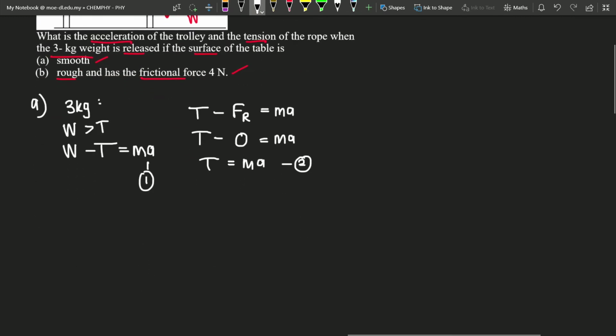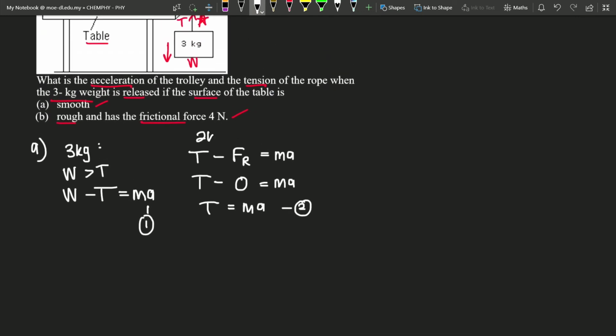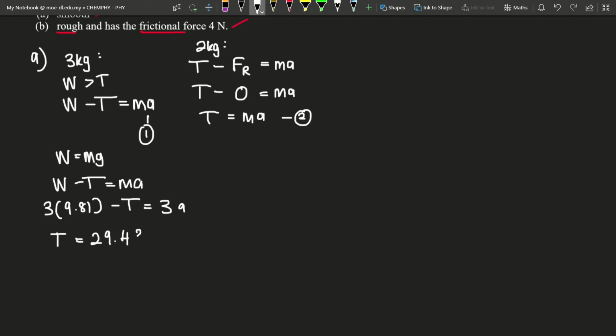So before we apply simultaneous equation, kita kena masukkan maklumat yang dia bagi. So untuk first equation, W. You guys tahu W sama dengan mg. So since W tolak T equal to MA, so W adalah 3 darab 9.81, tolak T equal to 3A. So let's say you guys nak express T sama dengan 29.43 minus 3A. Itu persamaan pertama. Persamaan kedua, you tahu T equal to M kita adalah 2A. So ini adalah persamaan kedua.